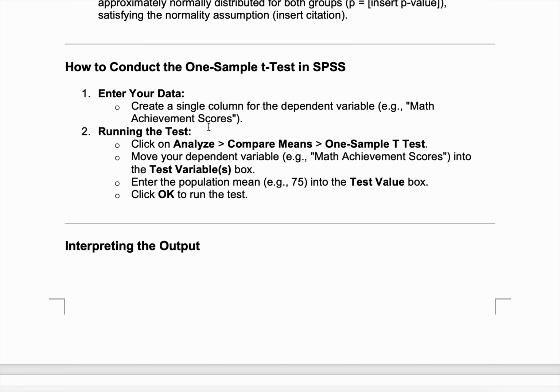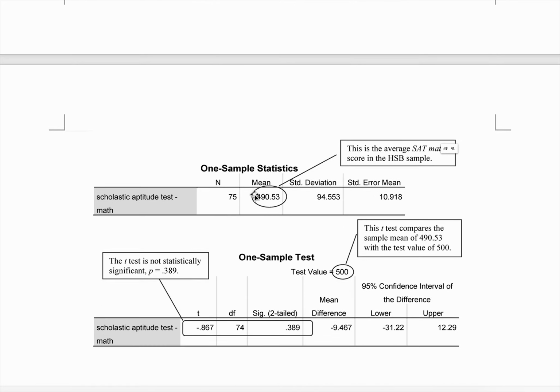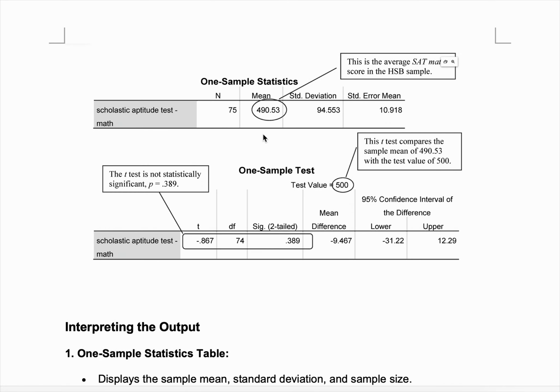Once you're done with this, you are moving on to actually conducting the one sample t-test within SPSS. So you're going to go to Analyze, you're going to go to Compare Means, you're going to go to the one sample t-test. You would move your math achievement scores into that test variable box. You would enter the actual population mean of 75 into the test value box, and then you would click OK to get your result. So this would be what your output looks like.